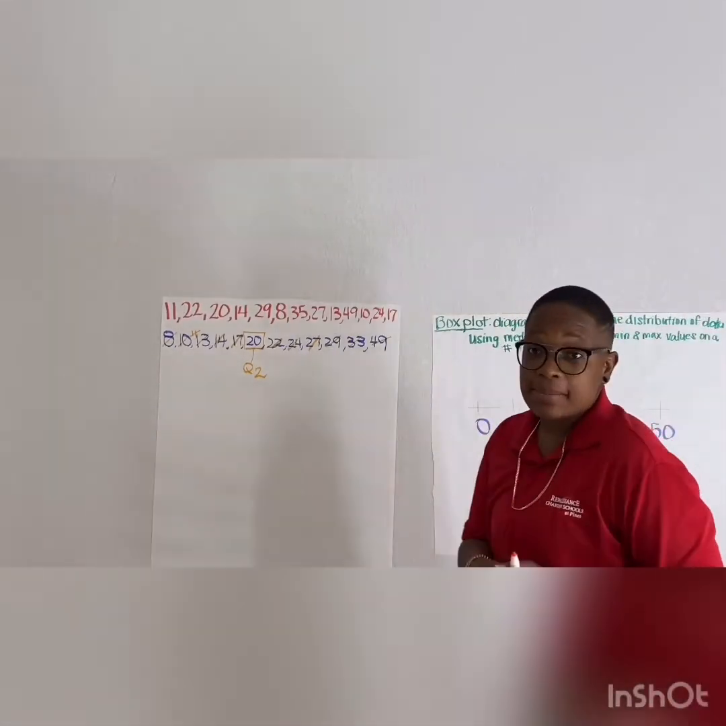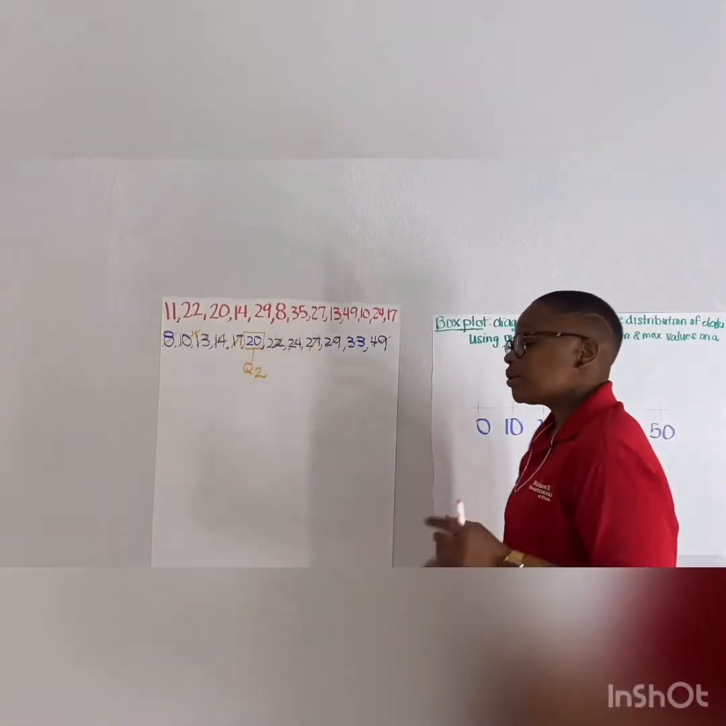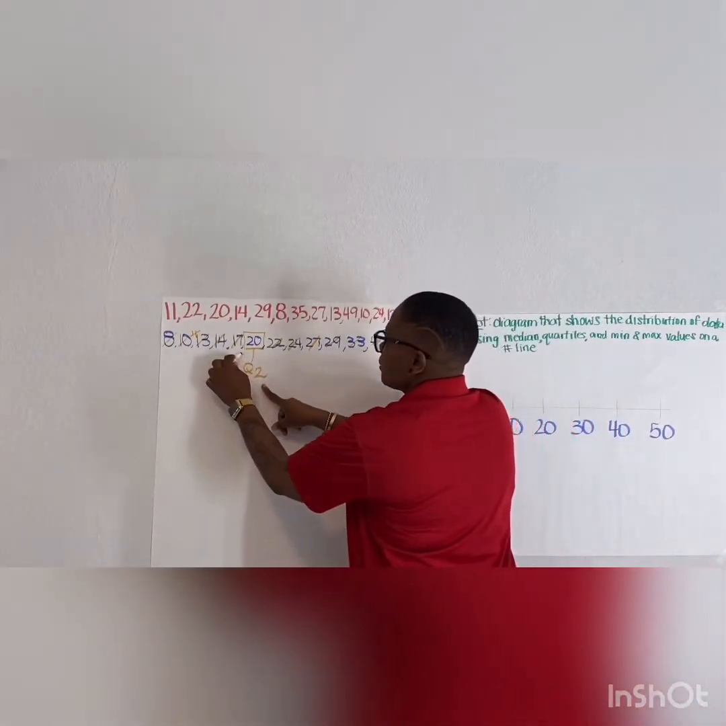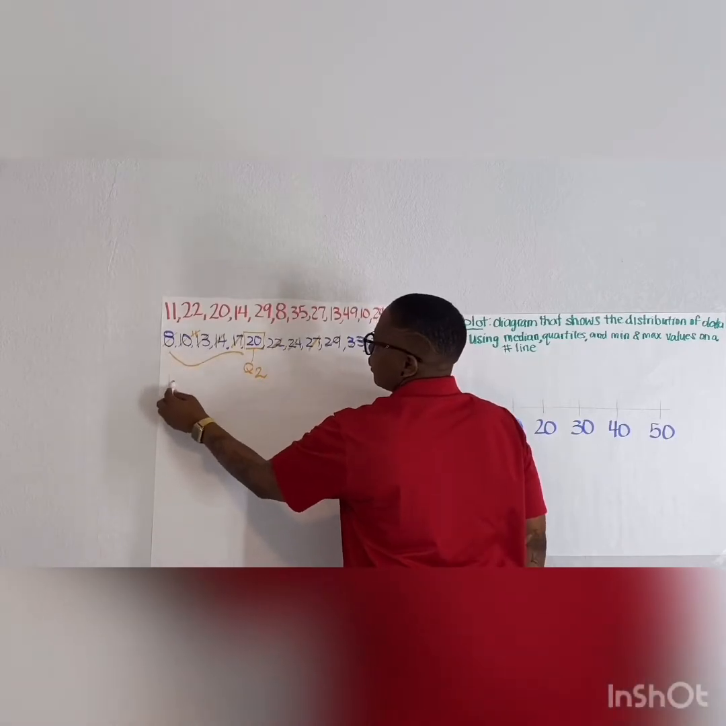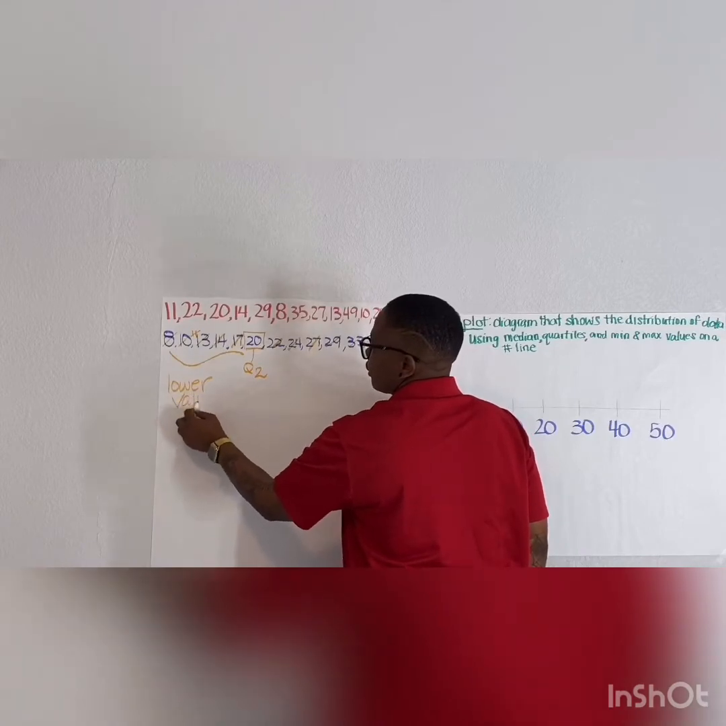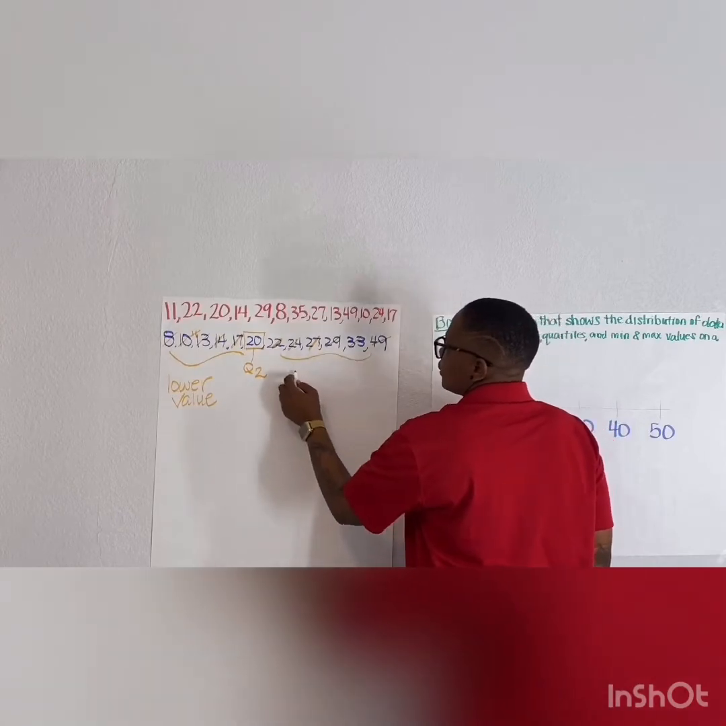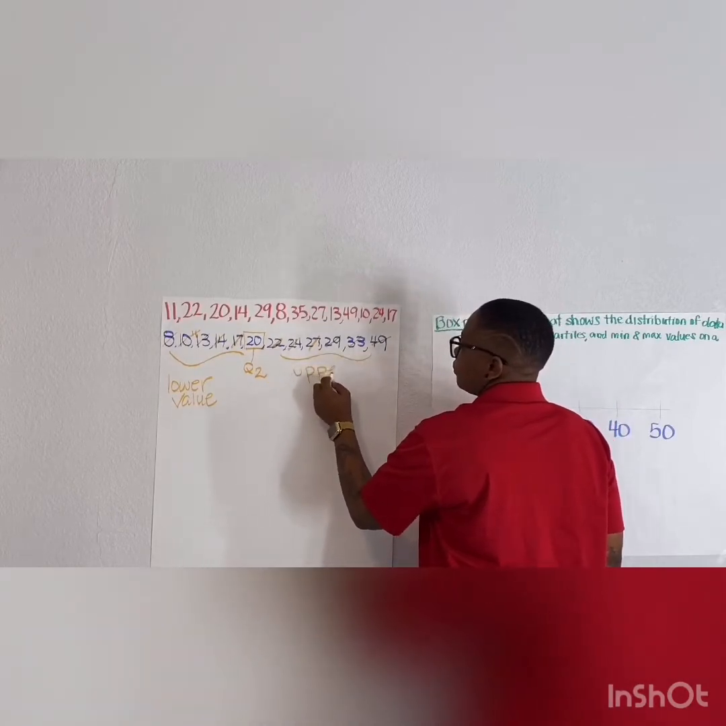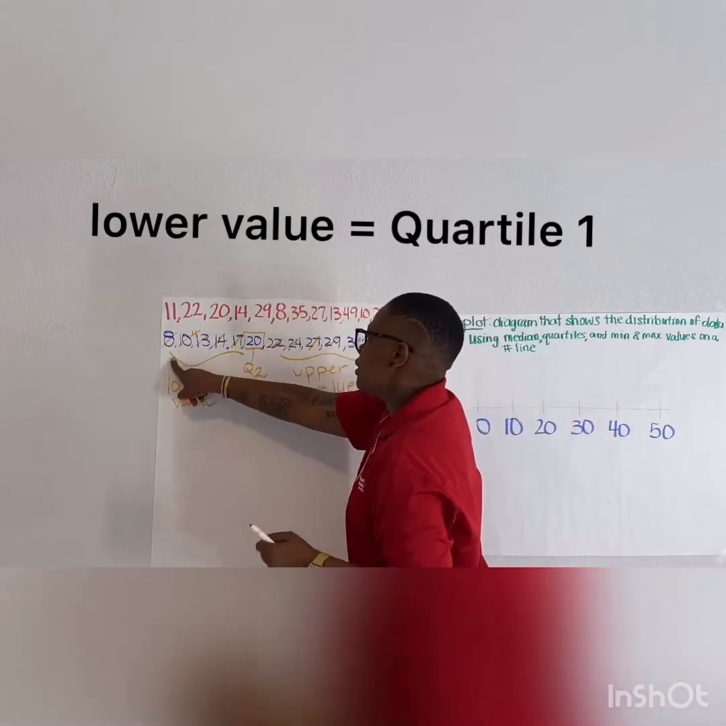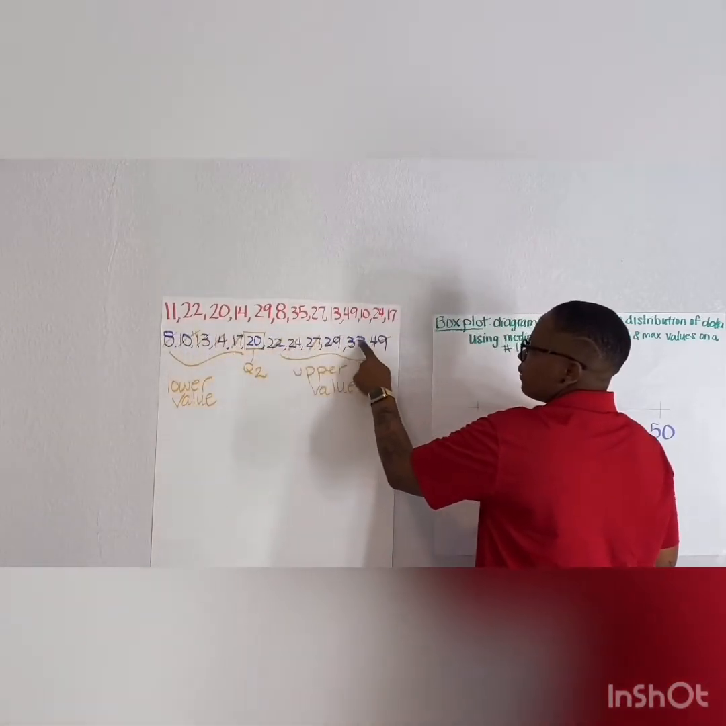So my next step after I do that is I now have to break this up into 2 equal parts. So 20 is in the middle, quartile 2. This part is now going to be my lower value, and this part over here is going to be my upper value. I should have 6 numbers on this side and 6 numbers on that side. So I have 1, 2, 3, 4, 5, 6, and 1, 2, 3, 4, 5, 6.